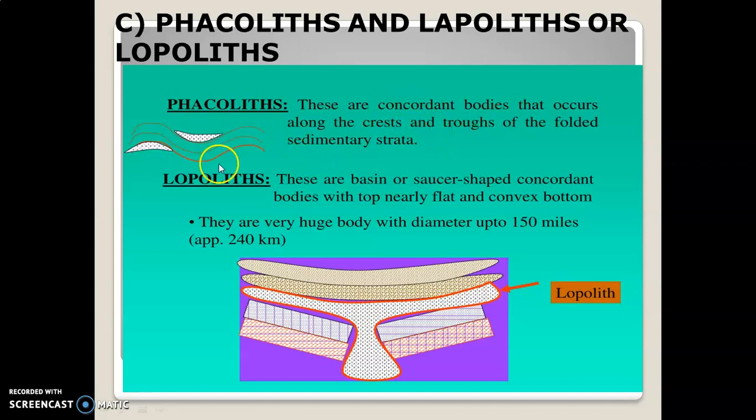Next is lopolith. As we know, some depressions or basins are found in the interior of the earth also. So when magma gets solidified inside depressions or basins which are saucer-shaped, then lopolith landforms are formed.